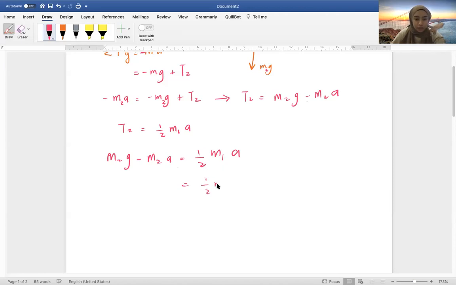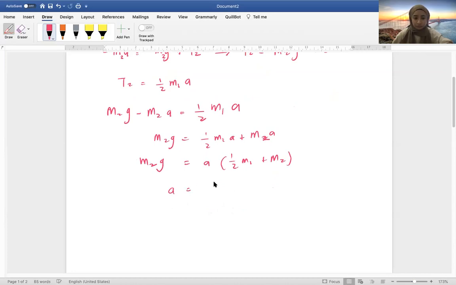So 1 over 2 M1A plus M2A equals to M2G. Now I'm going to factor out A so that I can solve for A. So A times 1 over 2 M1 plus M2 equals to M2G. Now I can solve for A equals to M2G over 1 over 2 M1 plus M2. Okay, so that is your acceleration. Let me see if I did this correctly. Okay, correct.